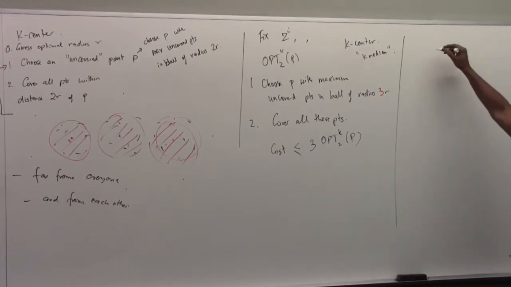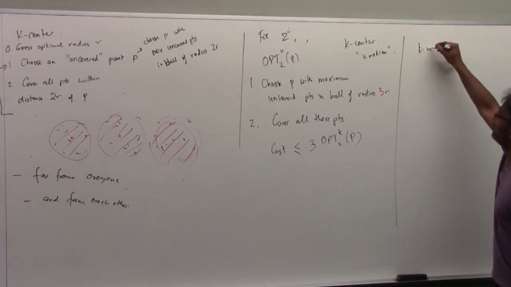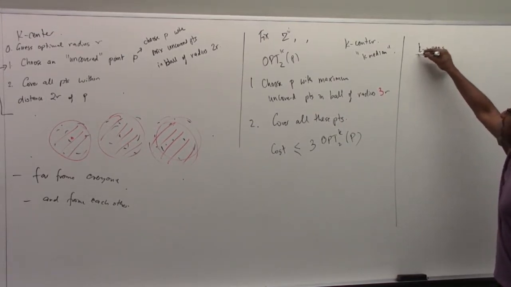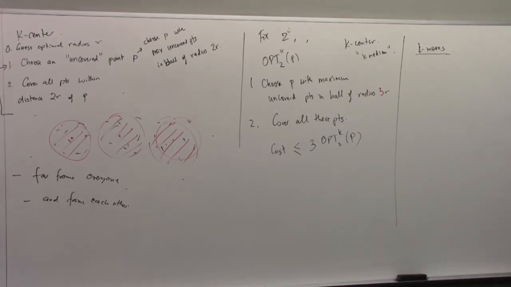For k-means, there's another heuristic which is actually very similar in flavor, without a guarantee. And I think this is an interesting open question: can you prove a guarantee for doing k-means? Let me tell you the method first, and then you can see it might be interesting.